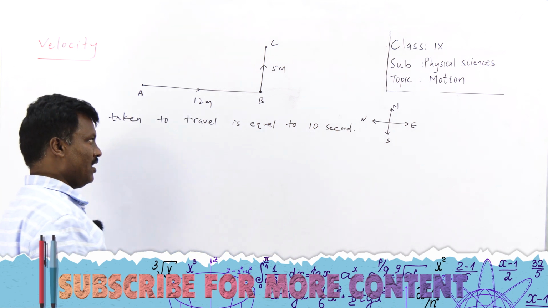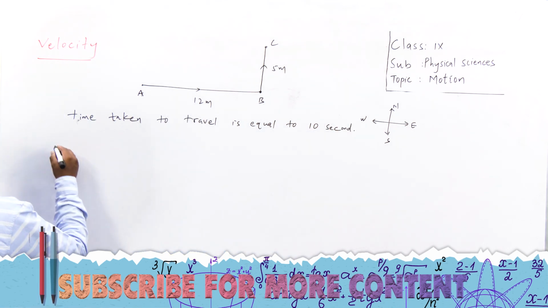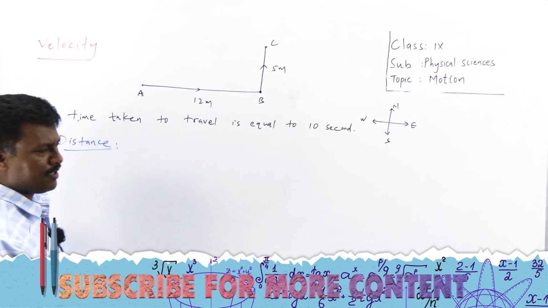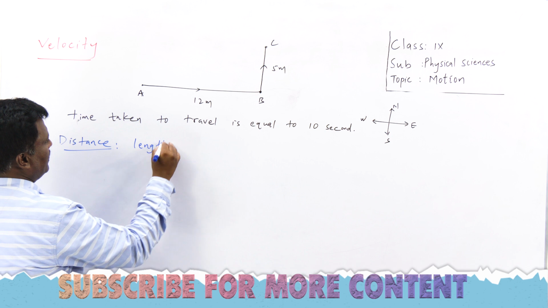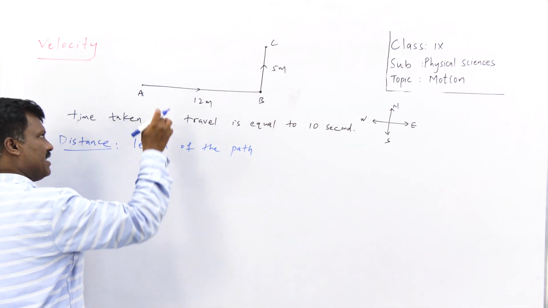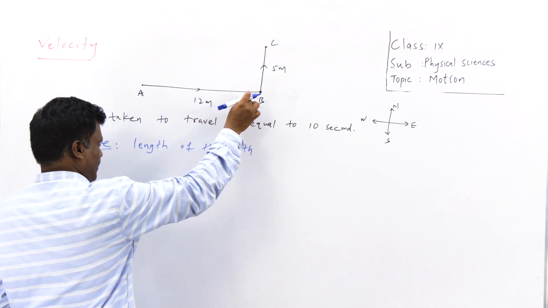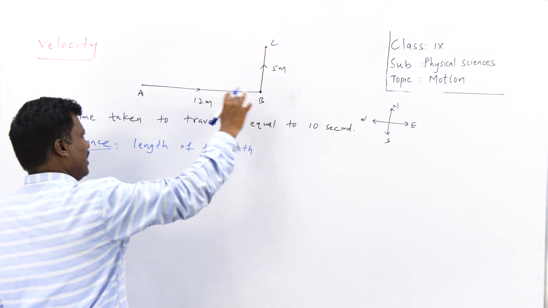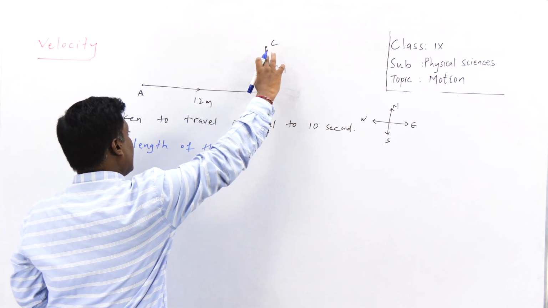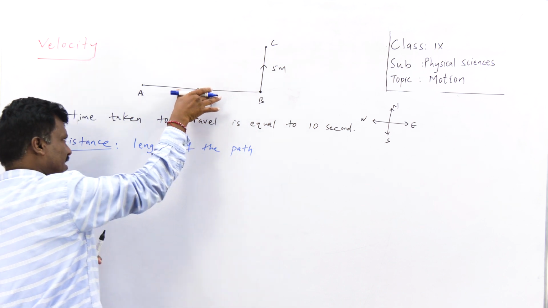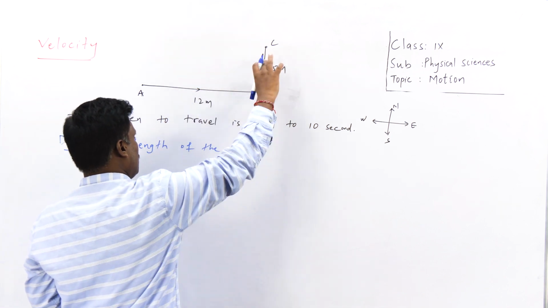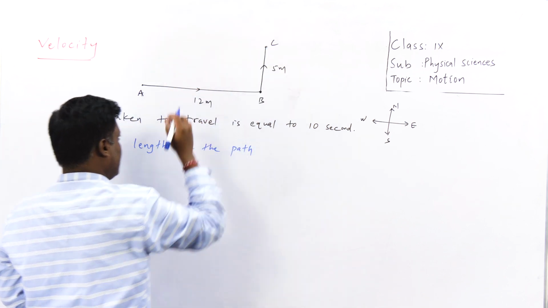First we have to calculate the distance. What is the distance formula? Distance is the length of the path. What is the length of the path here? First A to B is one length, and B to C is the other length. This is the complete path. So we have to measure these two paths. This is the actual path, right?